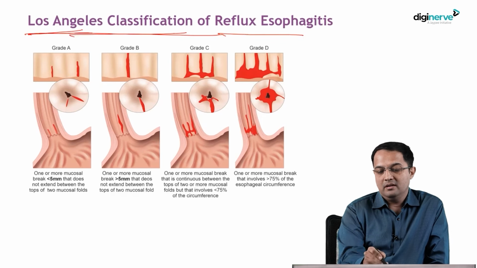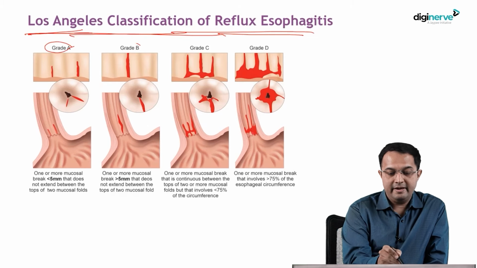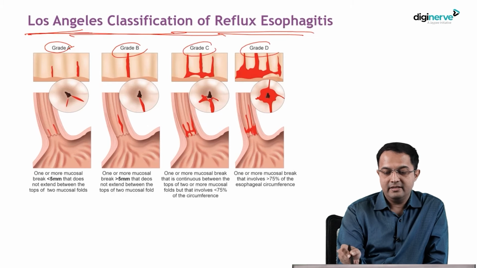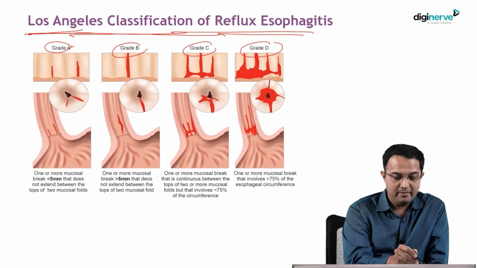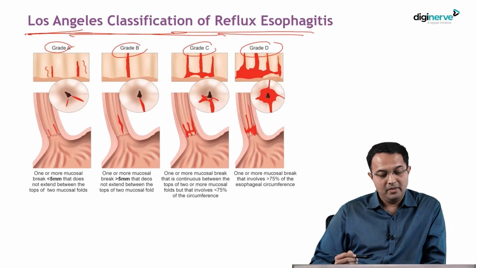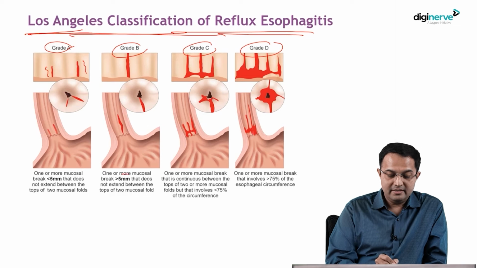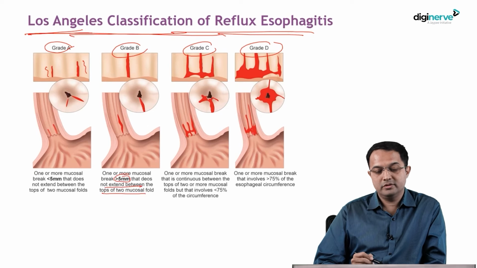So how do we classify reflux esophagitis? It's classified as grade A, grade B, grade C and grade D. So what is grade A? There is one or more mucosal break that is less than 5 mm. You can see, the mucosal break is less than 5 mm, and it doesn't extend between the tops of two mucosal folds. What is grade B? In grade B, the breaks are more than 5 mm, but all the rest remains the same. It does not extend between the tops of two mucosal folds.